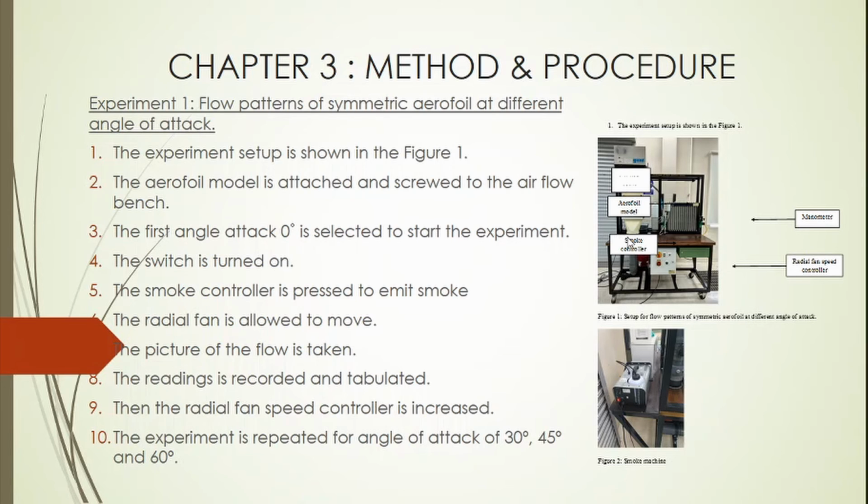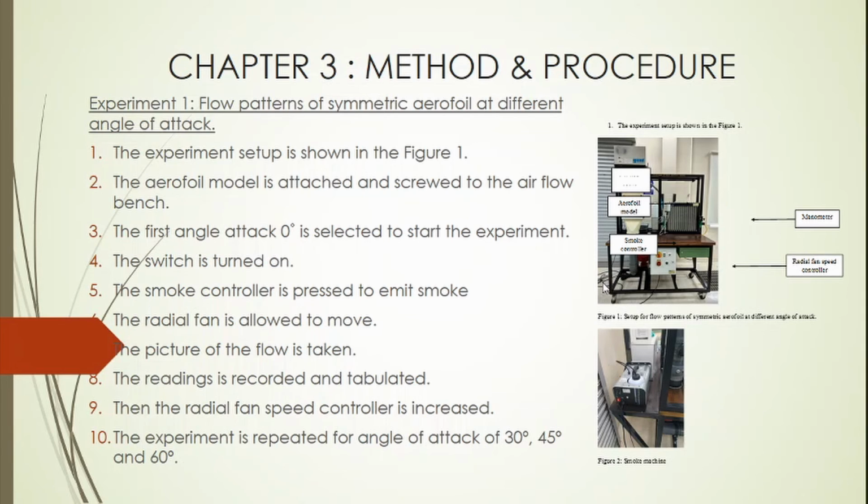First, the experiment setup is shown in Figure 1, just like in this figure. Then, the second step is the airfoil model is attached and screwed to the airflow bench. Then the first angle of attack, 0 degrees, is selected to start the experiment. Then the switch is turned on. The smoke control is pressed to emit smoke. This is the smoke in Figure 2.